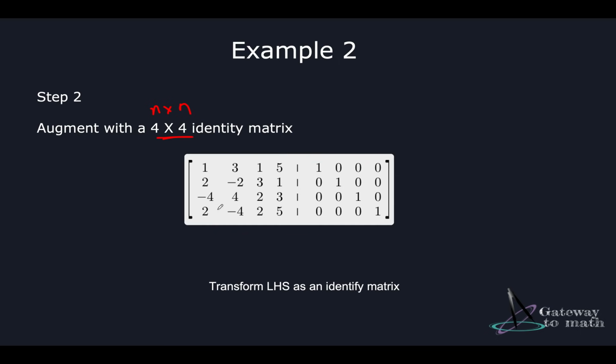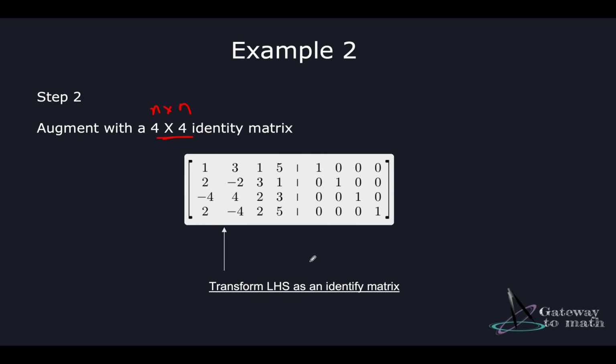Okay, so this was my original matrix, and after augmentation with an identity matrix, this is how we represent it. The representation across the first row is 1 3 1 5, 2 minus 2 3 1, minus 4 4 2 3, 2 minus 4 2 5. Right? So this is my matrix, and after augmenting it with an identity matrix, we put that matrix on the right hand side, which is 1 0 0 0, 0 1 0 0, 0 0 1 0, 0 0 0 1.